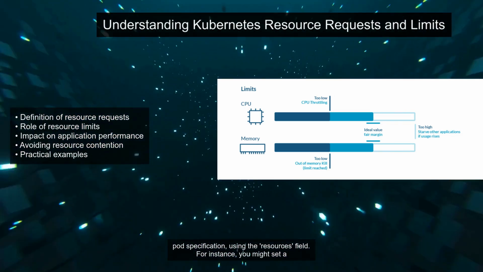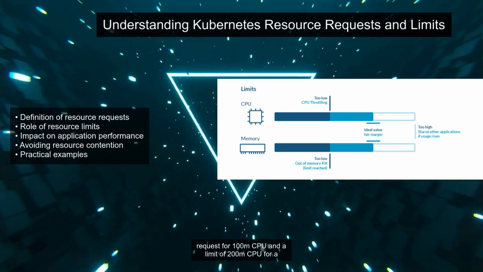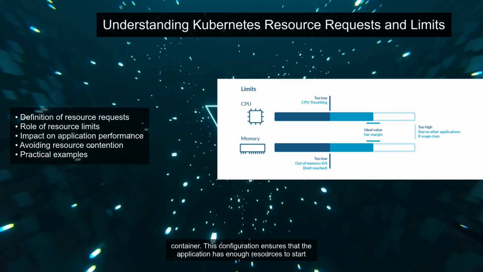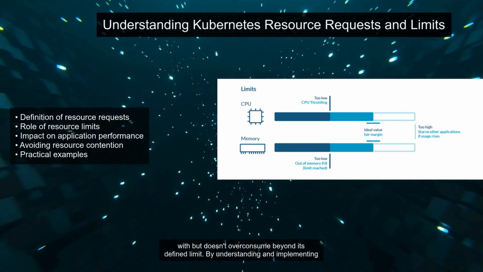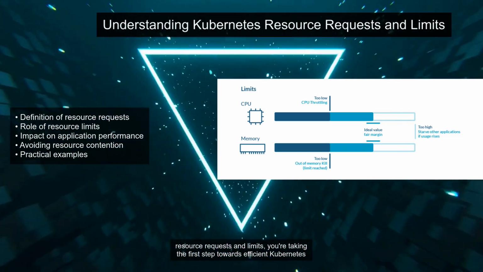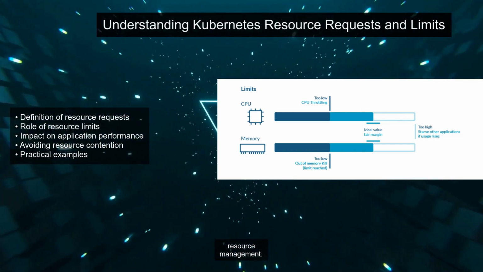In Kubernetes, these configurations are specified in the pod specification, using the resources field. For instance, you might set a request for 100 millicores CPU and a limit of 200 millicores CPU for a container. This configuration ensures that the application has enough resources to start with but doesn't overconsume beyond its defined limit. By understanding and implementing resource requests and limits, you're taking the first step towards efficient Kubernetes resource management.